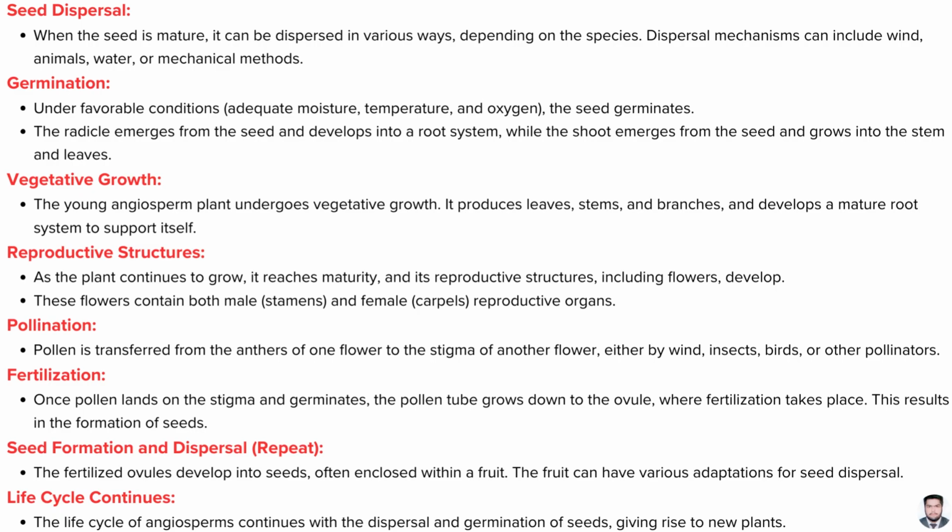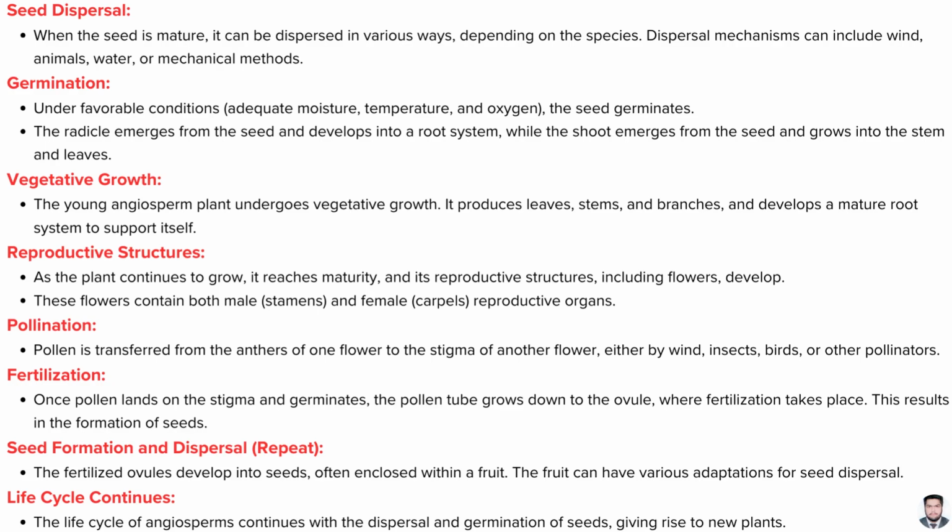Seed dispersal. When the seed matures, it can be dispersed in various ways depending on the species. Dispersal mechanisms can include wind, animals, water, or mechanical methods. Germination occurs under favorable conditions: adequate moisture, temperature, and oxygen. The seed germinates. The radicle emerges from the seed and develops into a root system, while the shoot emerges from the seed and grows into the stem and leaves.